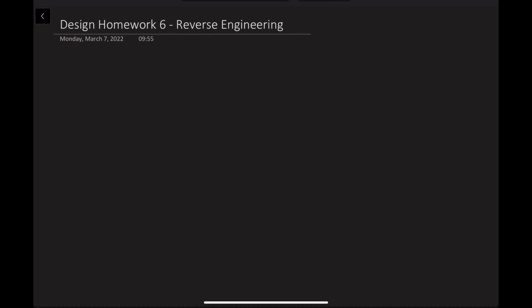Okay, so it seemed like a lot of people were having issues with the design homework this week, so I wanted to capture a quick recording of how to approach the second problem, essentially reverse engineering the code into a functional block diagram of what the code is trying to do. So to do that, I'm looking back at the code here.